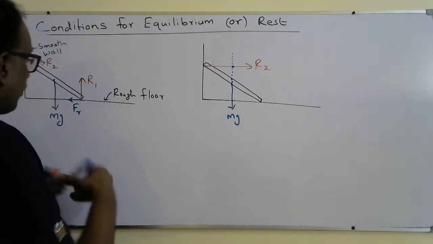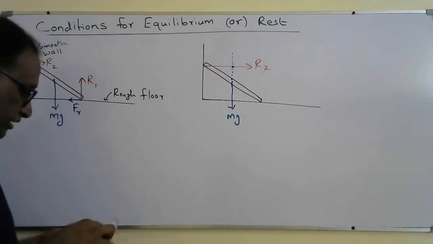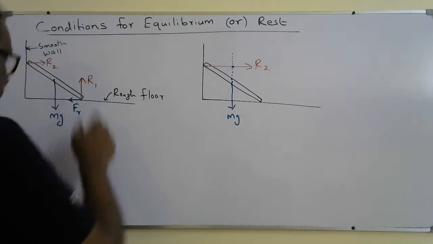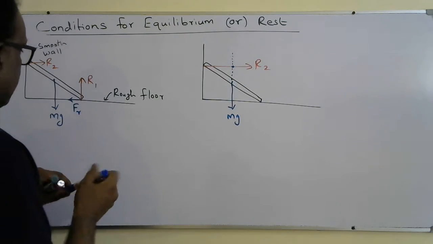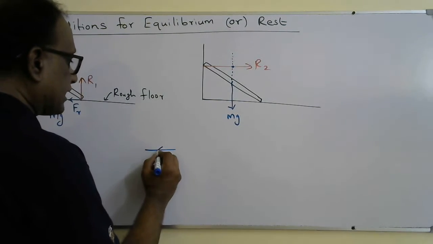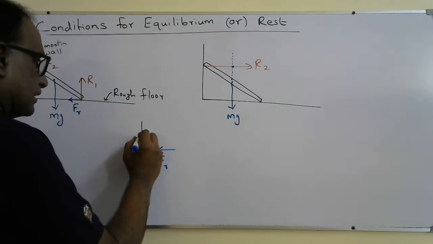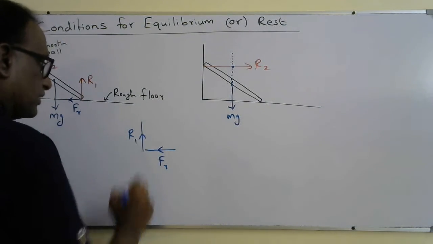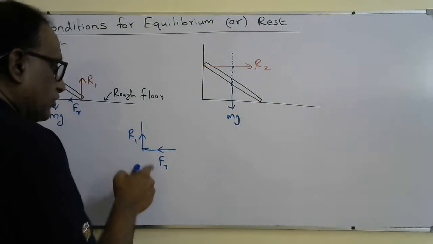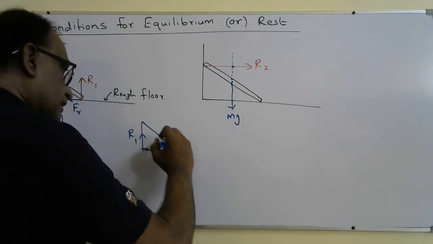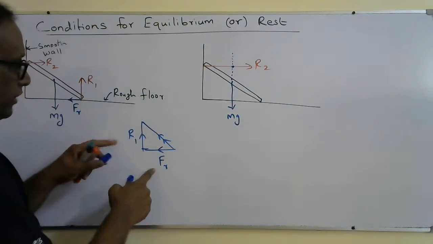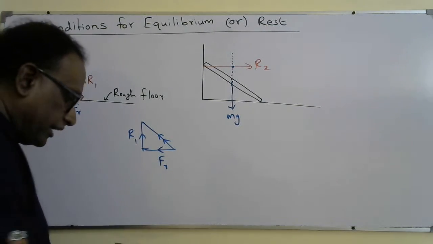So the resultant of Fr and R1, if I find it, they are 90 degrees among them. Imagine Fr is in this direction, the friction. The R1 is in this direction, the normal reaction R1. So the resultant of Fr and R1 should be this way. That's the resultant of Fr and R1. I'll draw it with green ink.